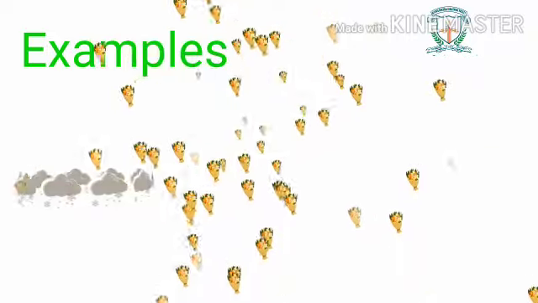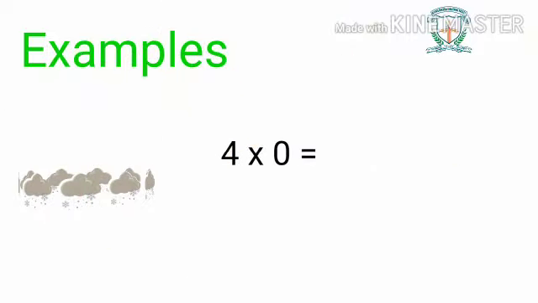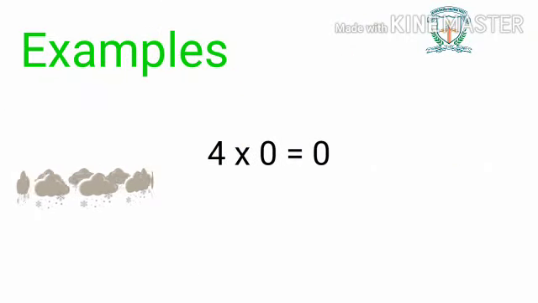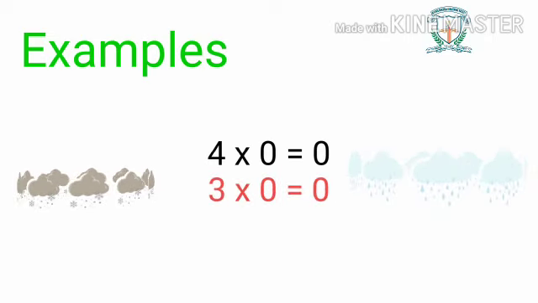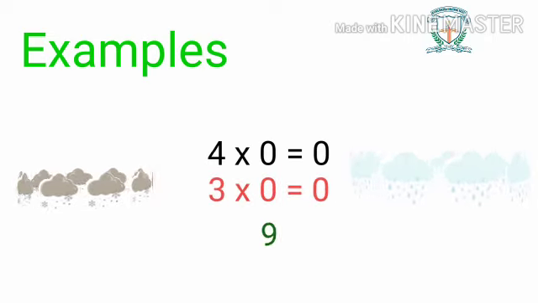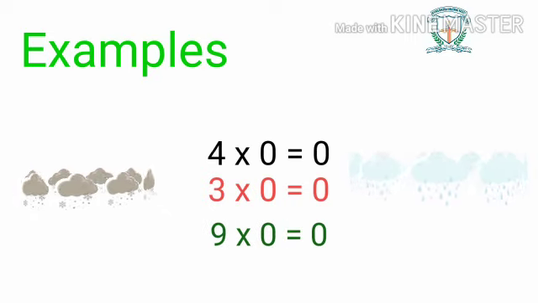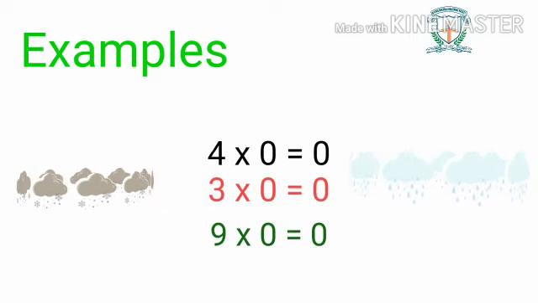Let us understand this concept with few examples. 4 multiplied by 0 is equal to 0. 3 multiplied by 0 is equal to 0. 9 multiplied by 0 is equal to 0.